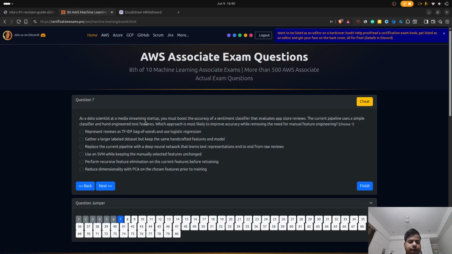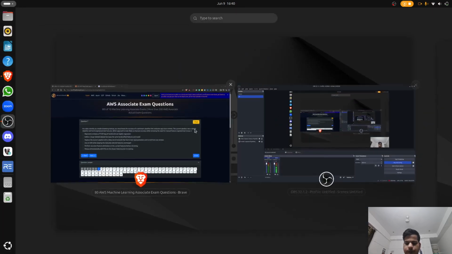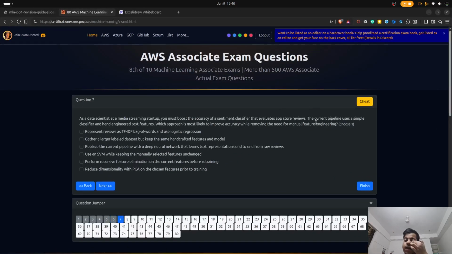As a data scientist at a media streaming company, you must boost the accuracy of a sentiment classifier that evaluates app store reviews. The current pipeline uses a simple classifier and hand-engineered text features. Which approach is most likely to improve accuracy while removing the need for manual feature engineering?